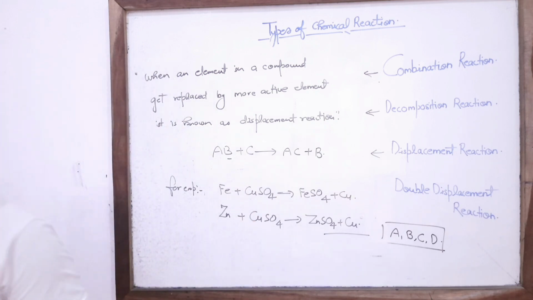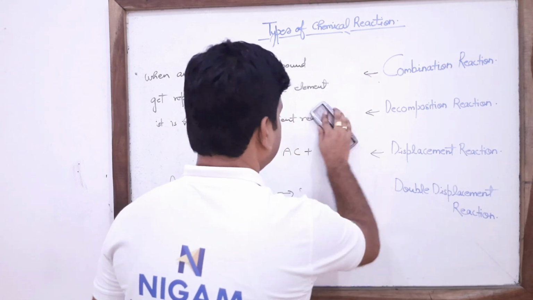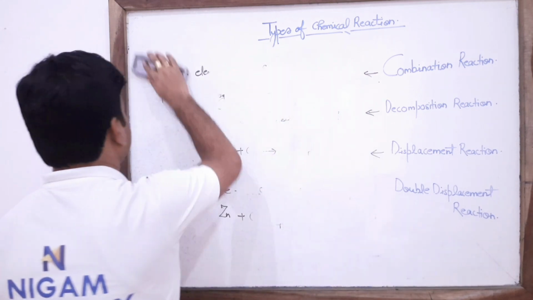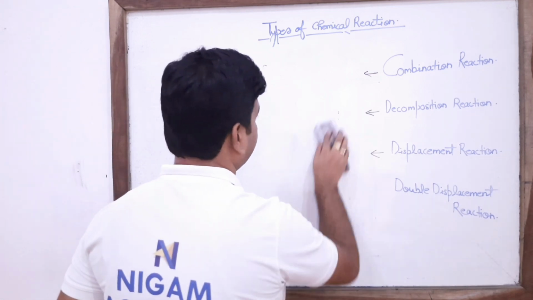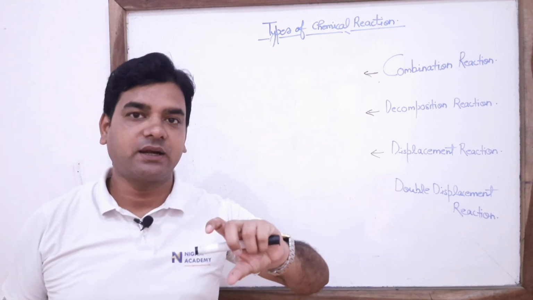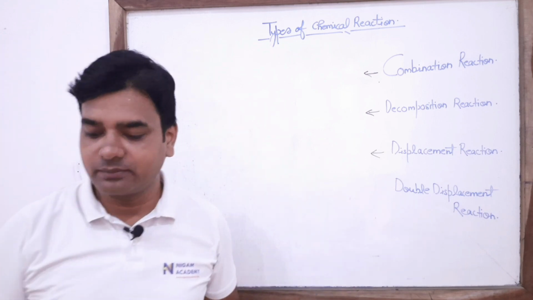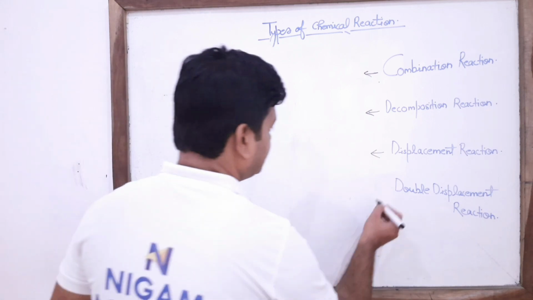Okay. Now we talk about double displacement reaction. Now double displacement reaction means the process of displacement is happening twice. It means when two compounds react with each other, they will have a lesser active part and a more reactive part. So the lesser reactive part will form another compound and the more reactive parts will form another compound.